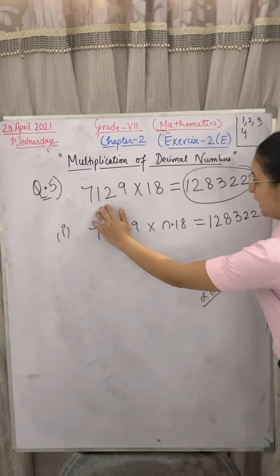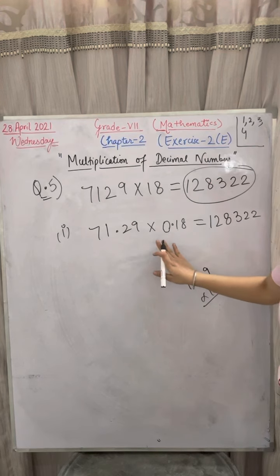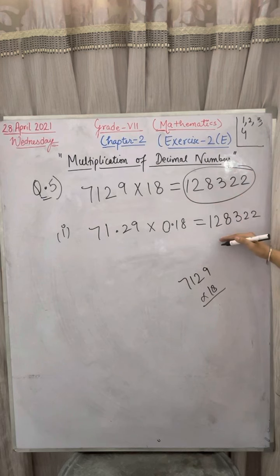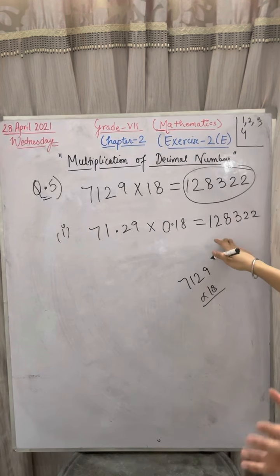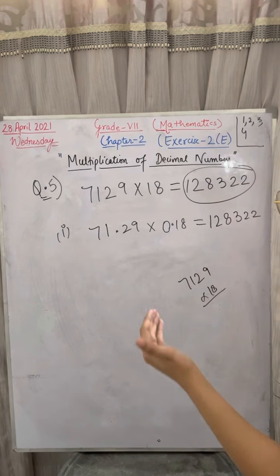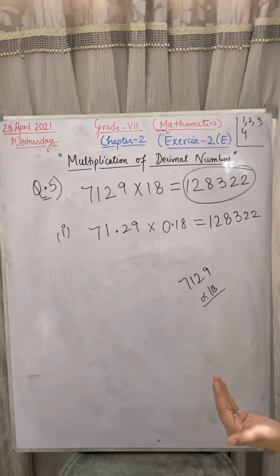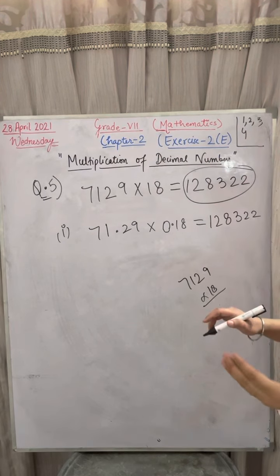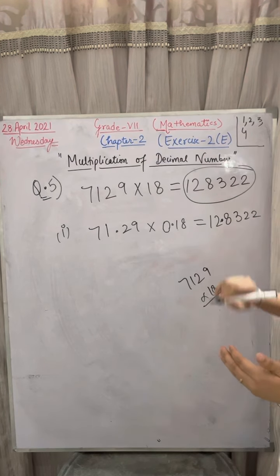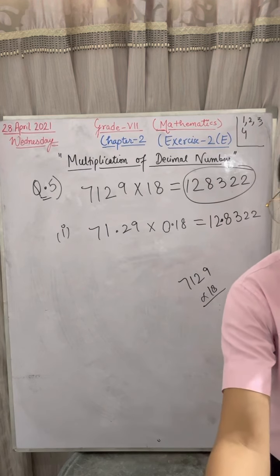Here the left hand side numbers are the same, only the decimals differ; here there are decimals, there it is without decimals. So you have to write your number as it is, only you have to place the decimal. Now the decimal is before 1212, a total of 4 digits, so before 4 digits you have to put the decimal, 1, 2, 3, 4. So this will be your answer. Yes, Saloni, absolutely correct.